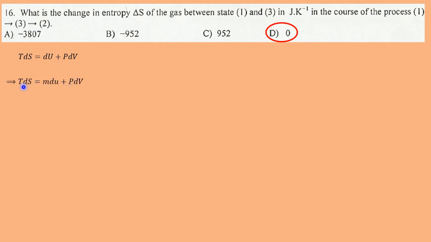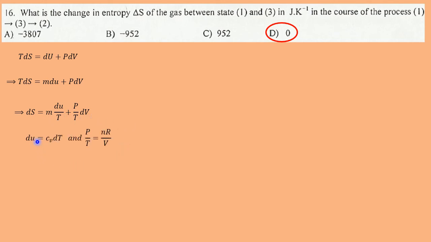Now we can also write this as T dS to be equal to m du, where now we have the specific internal energy, so that we can multiply that by mass, plus P dV. Now if we divide all through by T, that gives us dS equals m du on T plus P on T dV.